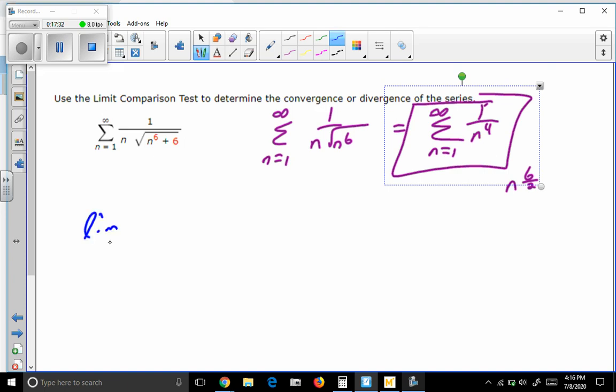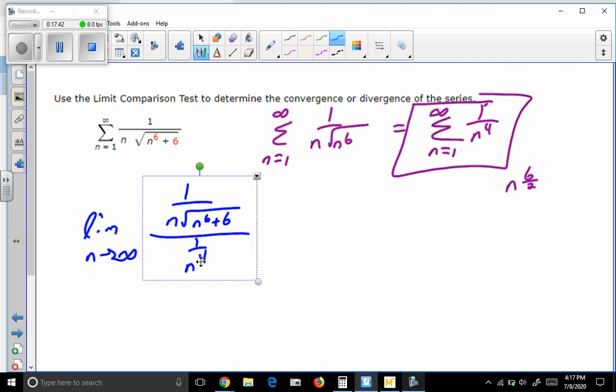So if we can show that the limit as n goes to infinity of the first one divided by the second one exists, then whatever this does, this one will do the same thing. So let's rewrite this.